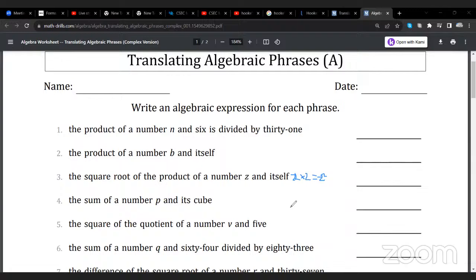Just one more part here. It's right there in the sentence. Oh, the square root. Yeah. So what should I write?